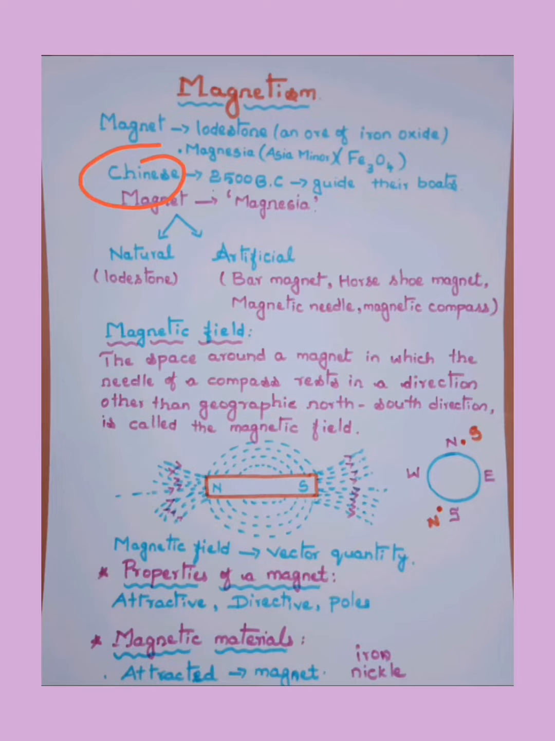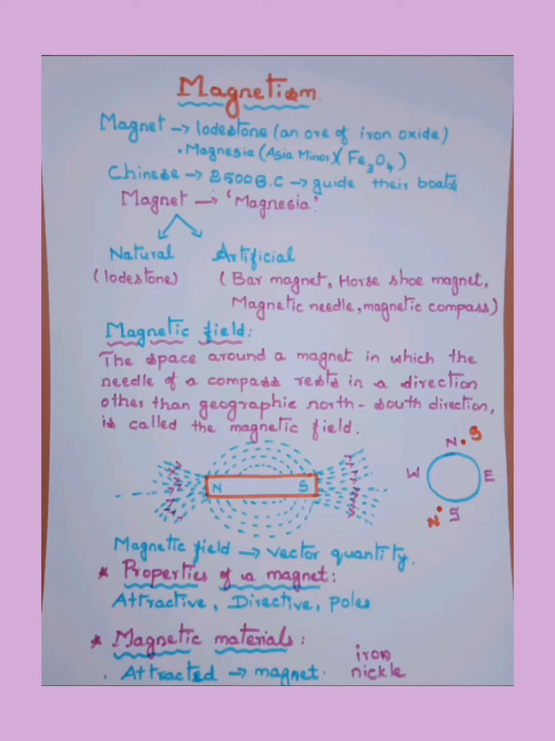We can divide magnets into two types: natural magnets and artificial magnets. Natural magnet is nothing but the lodestone, and artificial magnets are classified as bar magnet, horseshoe magnet, magnetic needle and magnetic compass. These are the types of artificial magnet, and this word magnet comes from the word magnesia. Okay, remember this. And any freely suspended magnet comes to rest in the north-south direction.